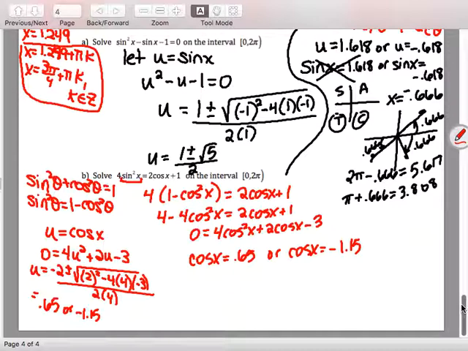The nice thing is the cosine x equals negative 1.15. That's smaller than negative 1, so that was not going to produce a solution. When I go to do the inverse cosine of 0.65, I got 0.86. And then what do you have to do to get the second one?